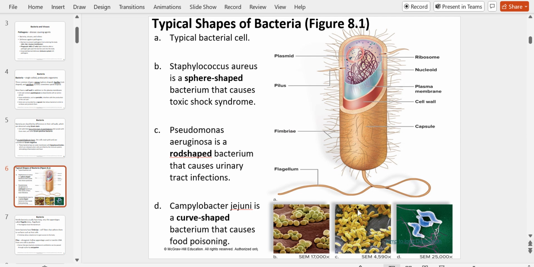Here we've got rod-shaped bacilli bacteria. These ones here cause urinary tract infections. And here's your curved shaped. Okay, just different shapes here. I wouldn't ask you any of the names there and what they do. You'll get that in your nursing or paramedic.